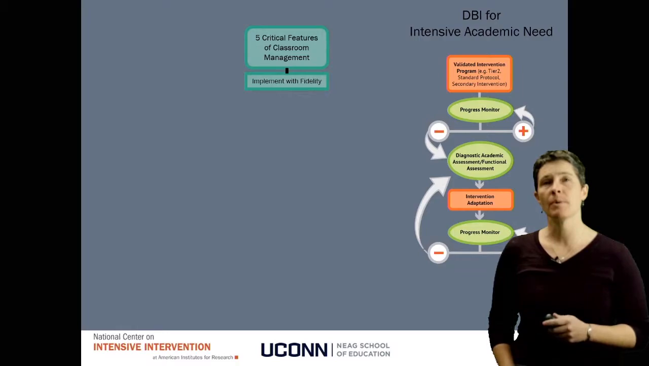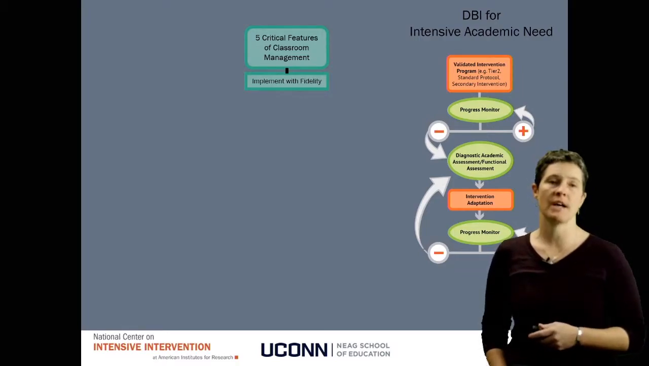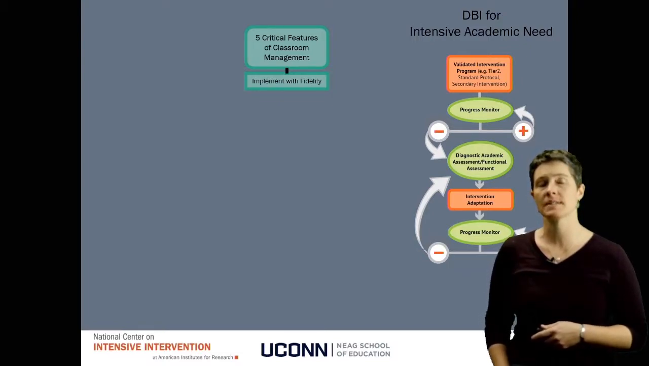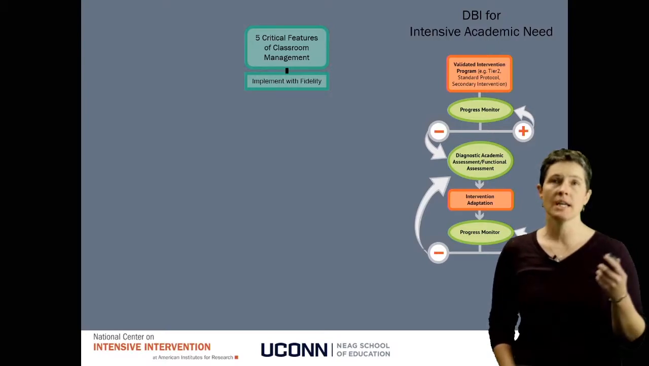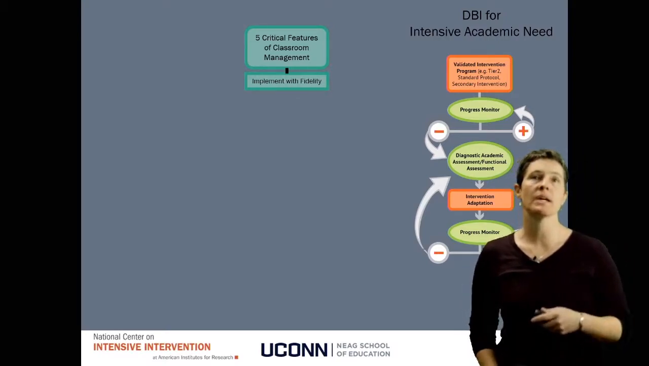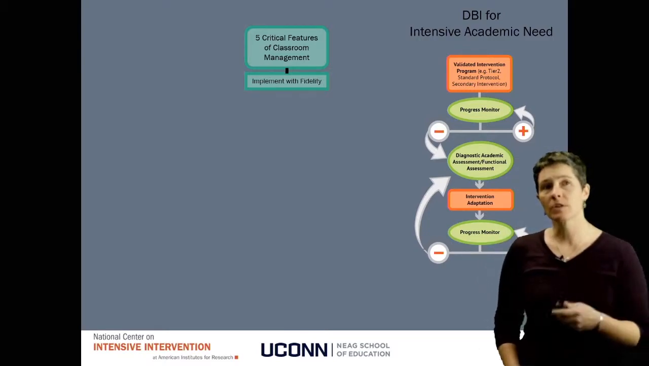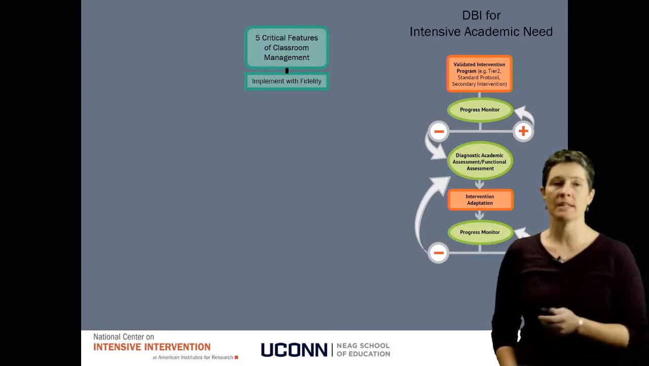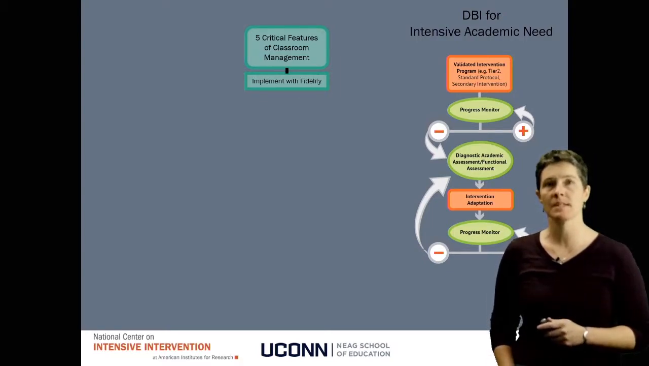We're going to start out by implementing the 5 critical features of classroom management. So having routines and structure, having and teaching expectations, actively engaging kids in their instruction, and having a continuum of strategies to respond to both appropriate and inappropriate behavior. We're going to get those things implemented with fidelity, and that's really our starting place. That's the bottom line. That's your tier 1 for everybody. We get those things in place.